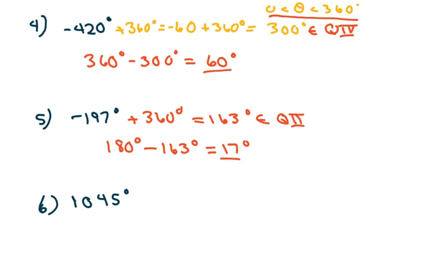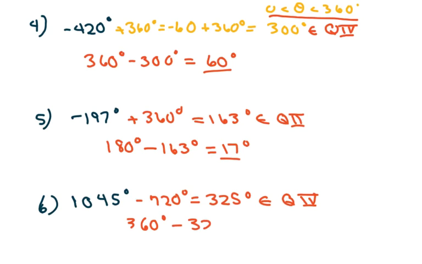And the last one, I'm going to keep subtracting 360, so I'm going to actually subtract 720, and that's going to give me 325 degrees. 325 is in quadrant 4. So when it's in quadrant 4, I'm going to take 360 degrees minus my angle, and that gives me my reference angle of 35 degrees.